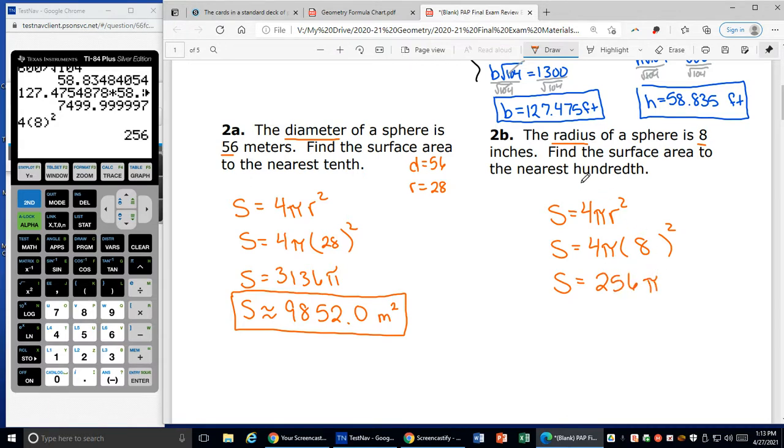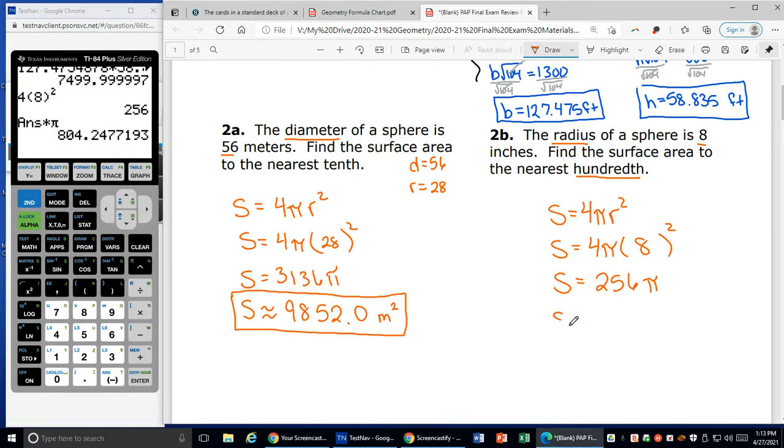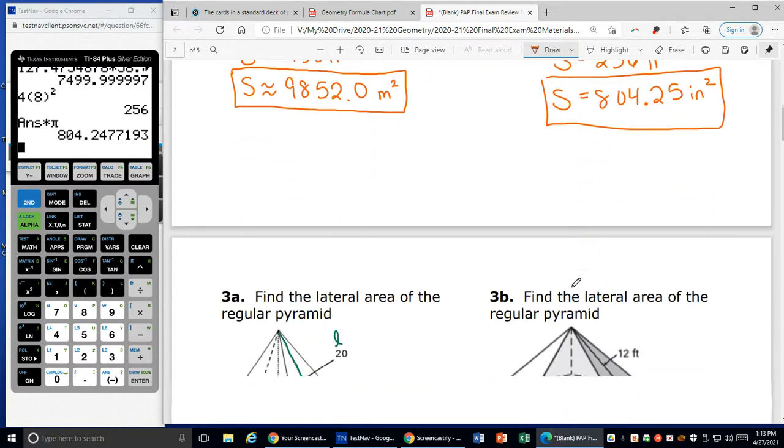It does say to round this to the nearest hundredth, so that's 2 places after the decimal. So I'm going to multiply my pi in, and my surface area is 804.25. My units are inches squared. Number 2. Let's look at number 3.